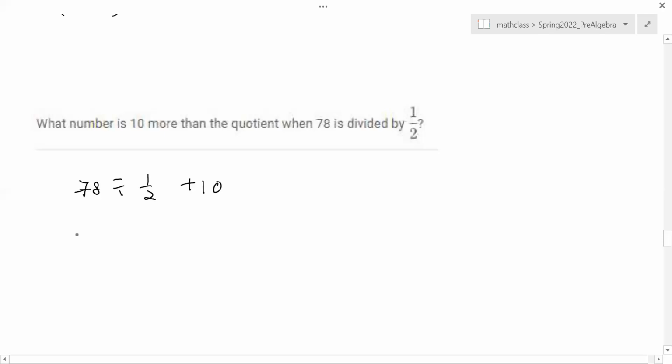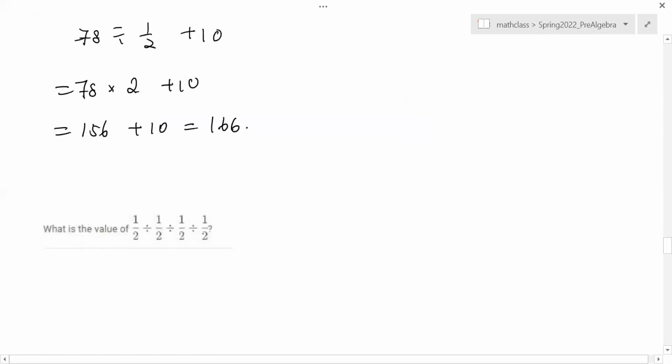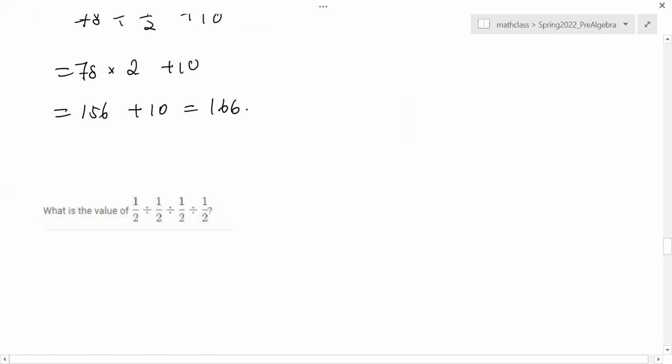So that's going to be 78 divided by 1/2, which is multiplying by 2, plus 10. 78 multiplied by 2 is 156, plus 10, so 166. All right, that's all we can get. Now the next one, I'll let you try first, okay?